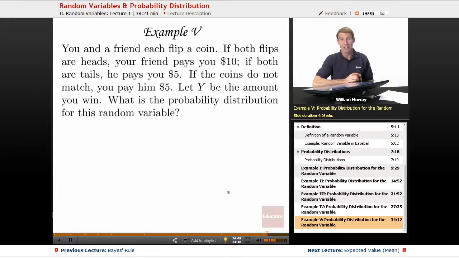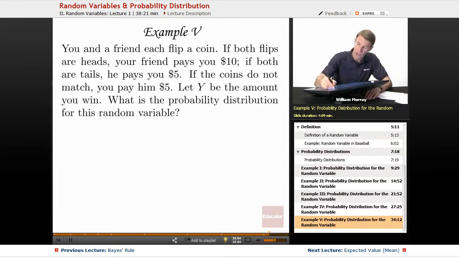And so we're going to look at this from your perspective. Let Y be the amount you win. And we want to find the probability distribution for this random variable. So again, I'll think of all the possible values that Y could take, and we'll find the probability of each one. I'm going to start with 0 just because I like to include it.